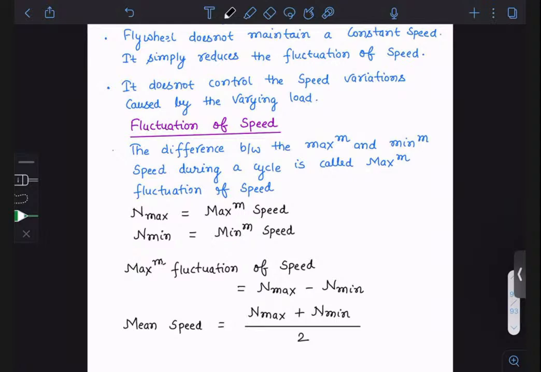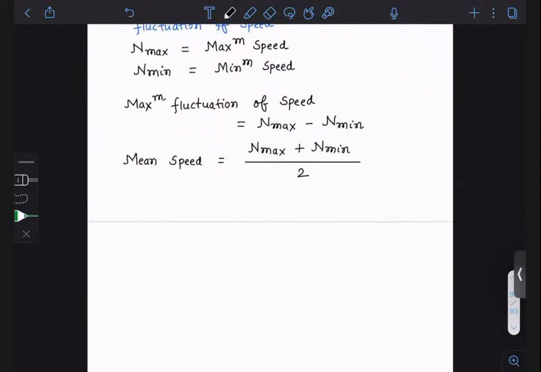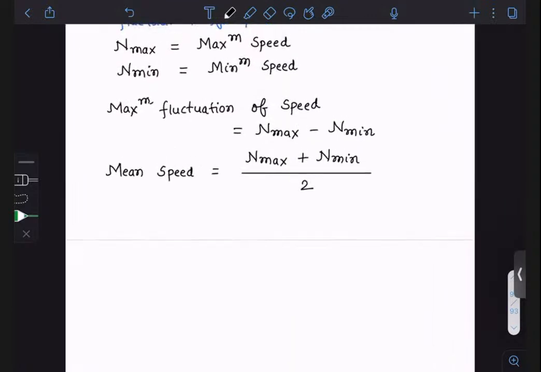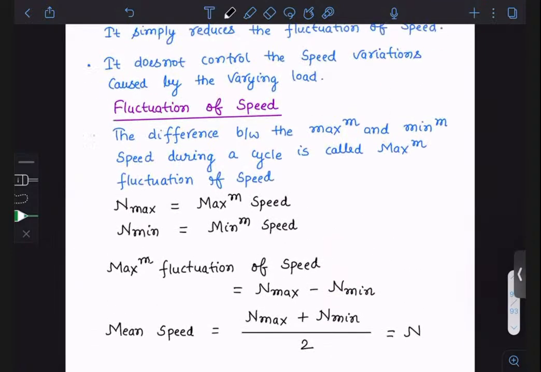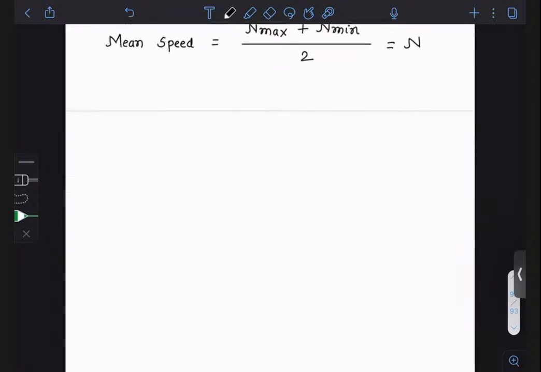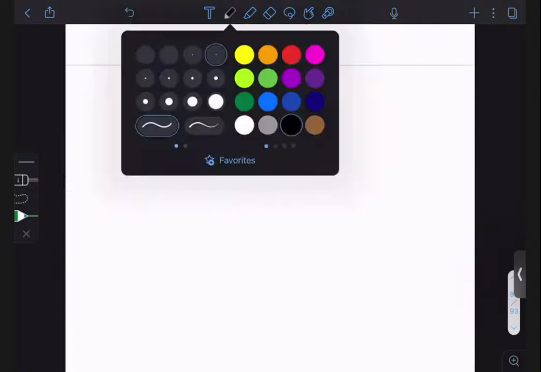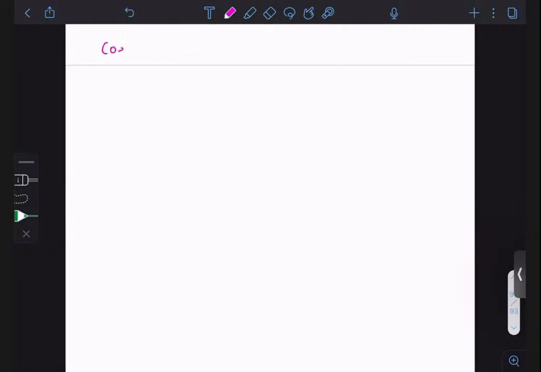Next important is your coefficient of fluctuation of speed. Actually, we are assuming the mean speed as capital N. Remember that, capital N we are assuming as a mean speed. Next, my dear, this is a very important term, coefficient of fluctuation of speed, CS, right?